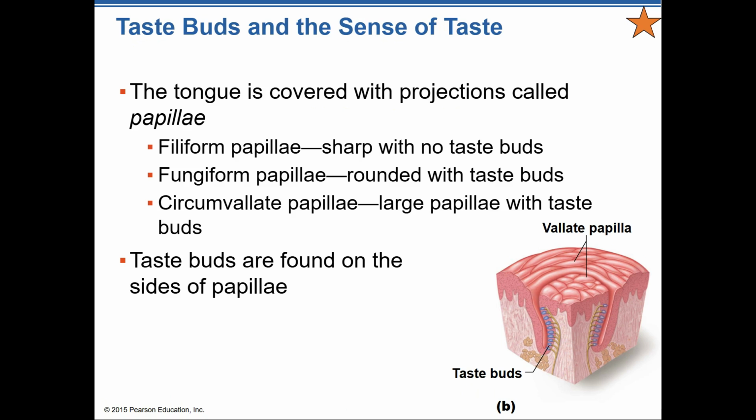All right. They're always found on the sides of the papillae, like you can see in this diagram. They're not at the top. So they're not on the surface of the tongue, really. They're in these crevices.